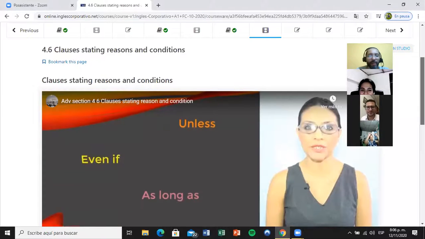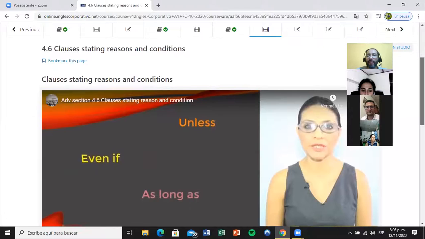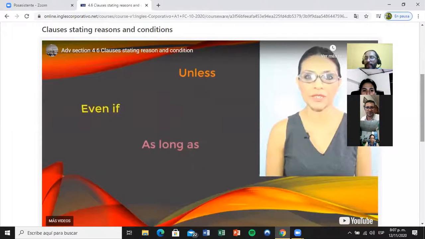So we're all looking at the same thing. If you're on your computer, this is 4.6. This is 4.6 clauses stating reasons and conditions. As you can see here, we're looking at the words. The main words that we have are even if, as long as, or unless. This is another way to express why we do something or what is the condition for it. I'm going to share my video with you. It's not long, so it'll be easy for us to look at the video and then discuss it right afterwards.